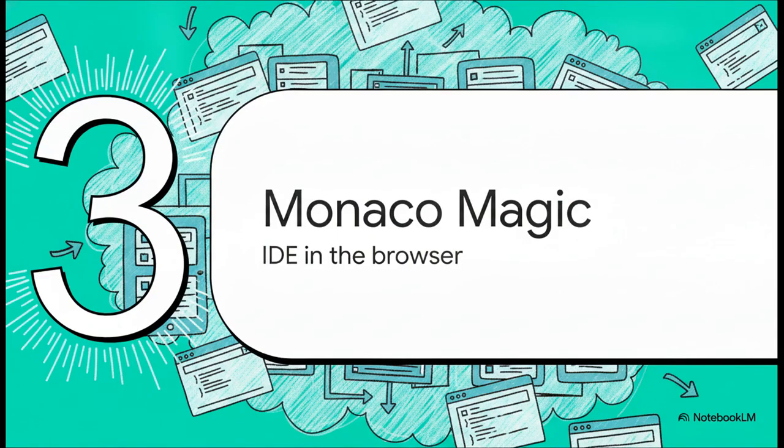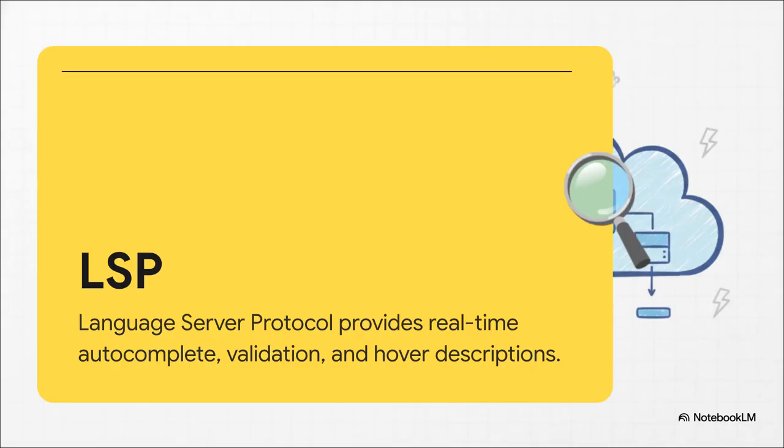Section 3. Client-side Monaco magic, bringing the IDE right to the browser. To pull this off, we integrate the Monaco editor, which, fun fact, is the exact same engine that powers VS Code. We drop that straight into our Vite React app. But the really crucial point here is how we handle validation using an LSP, or Language Server Protocol. Typically, getting real-time autocomplete and validation requires a persistent backend connection.